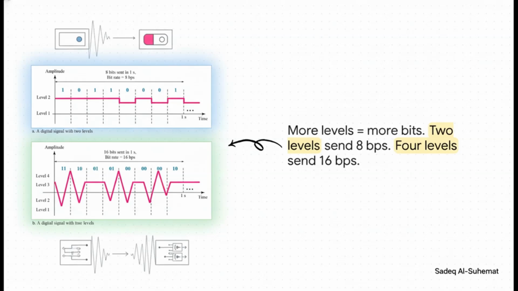How do you send data faster without actually flipping the switch any quicker? Well, check this out. The top signal has just 2 levels. On or off, right? That sends 8 bits in 1 second. But look at the bottom one. By using 4 distinct voltage levels, each level can now represent 2 bits at the same time. And just like that, boom! We've doubled our speed to 16 bits per second. We didn't make it faster, we made it smarter.